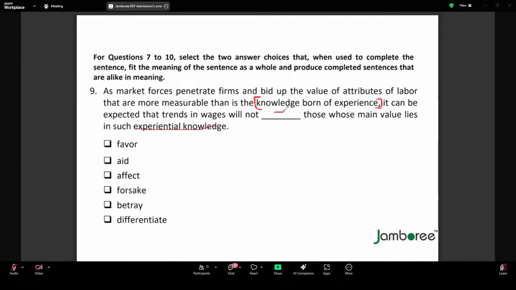Not going to be great or favors, a positive word, because of not. So here, again, the first two words fit all right. Affect is to impact, that doesn't make sense. Forsake is to let go. Betray, to cheat. Differentiate has a positive and negative meaning as well. If you're able to differentiate, that means you have good judgment. And the other is discriminate, favor and aid.